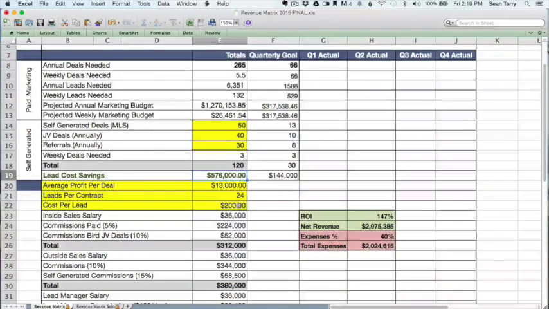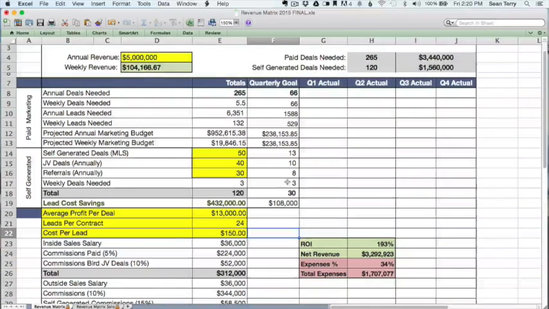Now, what if, watch this, what if I can really work hard and get our cost per lead down to 150? Look at that. Holy cow, we go to a 34% expense ratio. 34%. $3.2 million, 193% ROI. That's what it does to the bottom line. It's gigantic. Now, what if we can convert 1 out of 20?